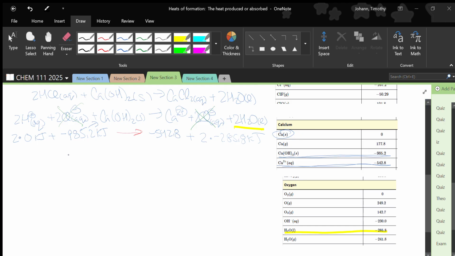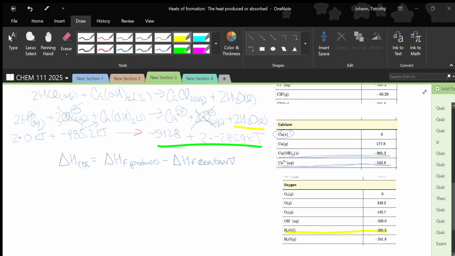So if we want to find the enthalpy of this reaction, we're going to take the sum of the enthalpies of formation of the products minus the enthalpies of formation of the reactants. Okay, so products minus reactants. So what that means is these are our products, these are our reactants, so I need to subtract the reactants from the products. So I can just take these green ones and write them down.